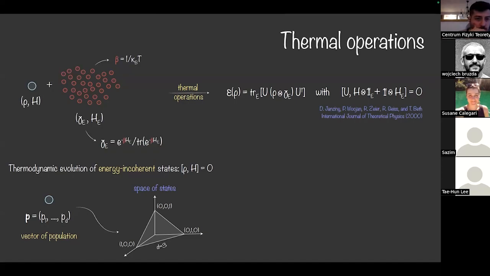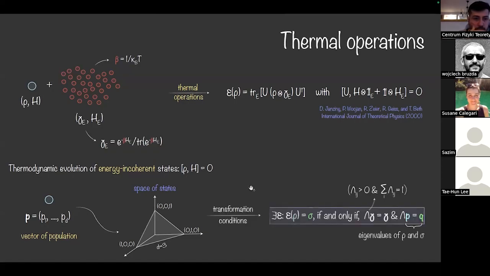Before I present the set of necessary and sufficient conditions, I would like to step back and present one result that I like a lot, which says the following. The existence of a thermal operation mapping rho into sigma, where rho and sigma are the initial and target states, is equivalent to the existence of a stochastic matrix which preserves the Gibbs state and maps P into Q, where P and Q are those vectors of populations, or if you prefer, eigenvalues of rho and sigma.